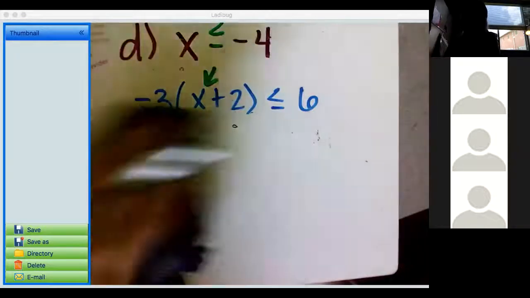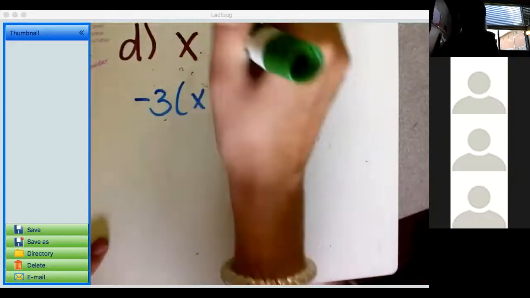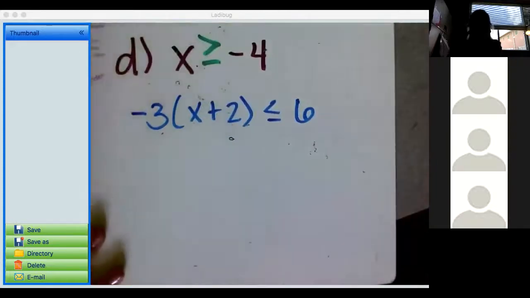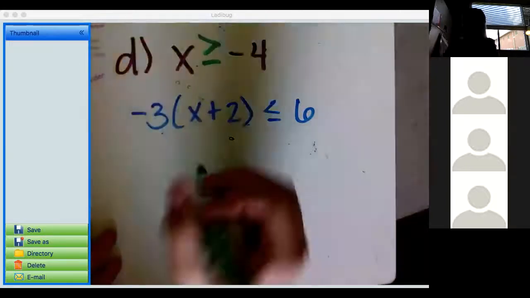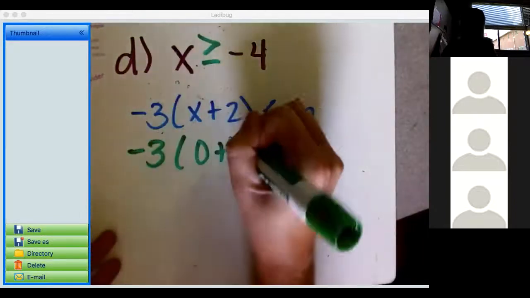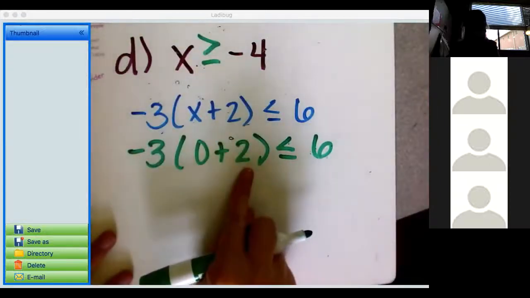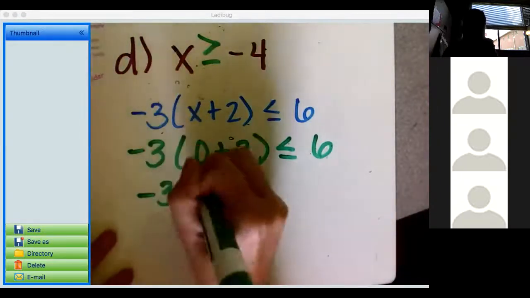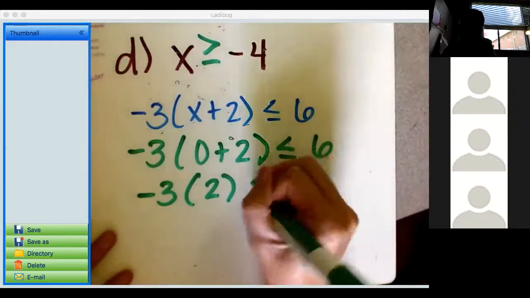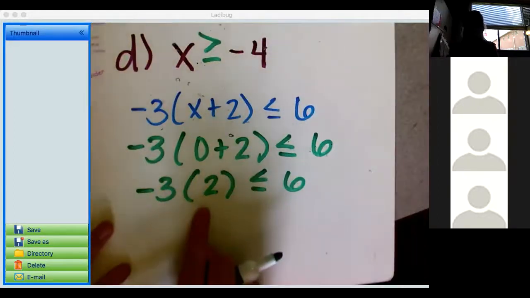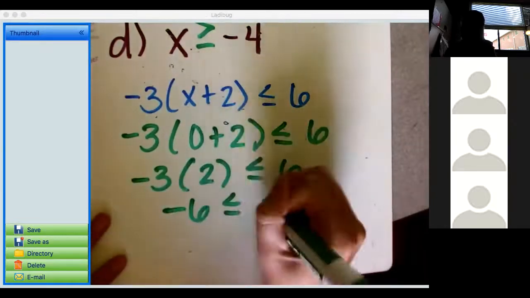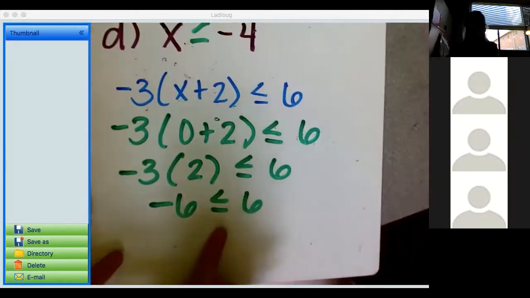So now let's check it if we flip the sign and make sure it does work. Because it should be greater than or equal to -4. You should have flipped your sign because we divided by negative. So what's a number that's bigger than -4? 0. We can use 0 again. -3(0 + 2). Is that less than or equal to 6? Let's check. What's 0 plus 2, y'all? -3 times 2, less than or equal to 6. What's -3 times 2? -6 is less than or equal to 6. Is that a true statement?